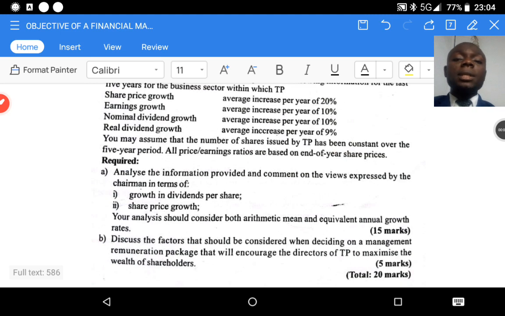Why equivalent annual growth rate? How do we determine the equivalent annual growth rate? We are going to use extrapolation. Extrapolation is one of the methods of calculating growth rate under the cost of capital. So when we get to cost of capital, we are going to treat that in details. Now, we are to determine the arithmetic mean for growth in dividend and also in share price, while equivalent annual growth rate is only meant for the dividend. So we are going to use extrapolation to get that growth.